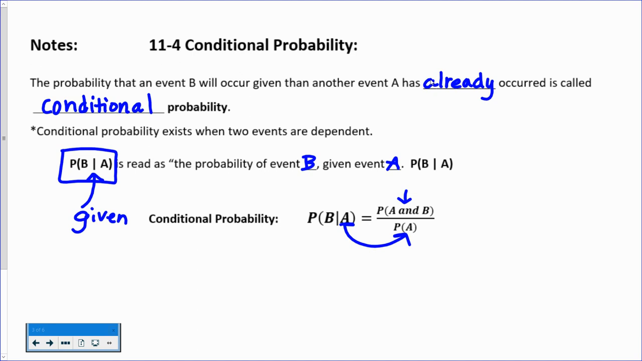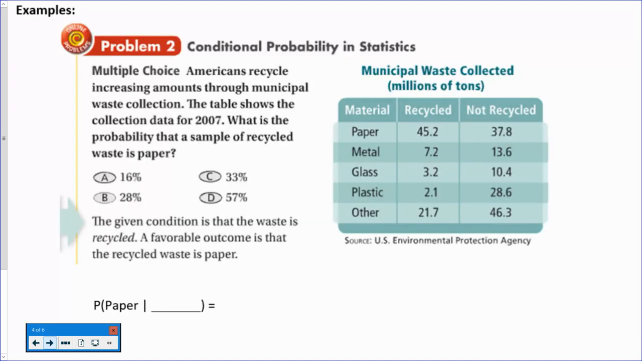Okay, so we'll look at some examples here. A lot of your homework will have tables in your examples, so we're going to do a few of those first to start. This is copied from your book here, so a little multiple choice, but we'll calculate it. So our example is about Americans recycling increasing amounts through municipal waste collection. The table shows the data for 2007. We are being asked what is the probability that a sample of recycled waste is paper.